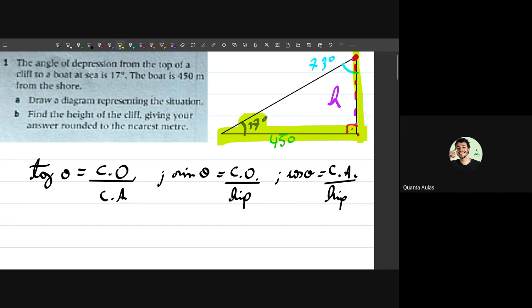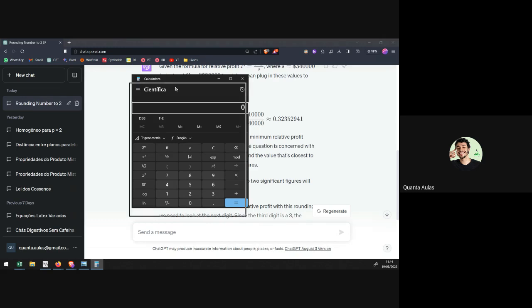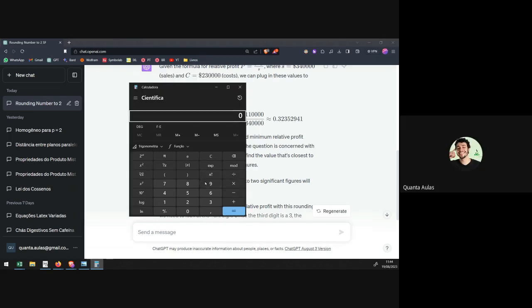I think your calculator is in another unit. You need to put it in degrees. How do I do this? Your calculator is in radians, I suppose. I don't know how to do it. I can do it for you, but I need a photo of your calculator. Okay.